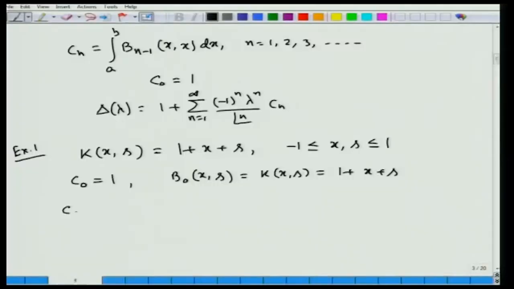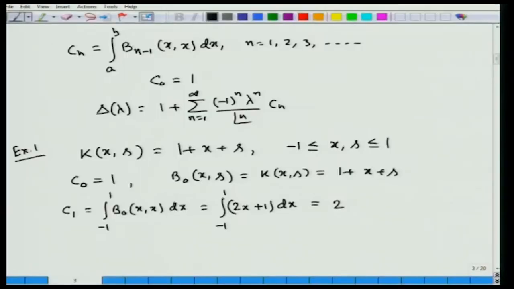So, C1 is equal to the integral from minus 1 to plus 1 of B0(x, x) dx. So, this is equal to the integral from minus 1 to plus 1 of (2x plus 1) dx, and after evaluating this integral, you can calculate that C1 is equal to 2, because the integral from minus 1 to plus 1 of 2x dx is equal to 0, and the rest of the terms result in 2.